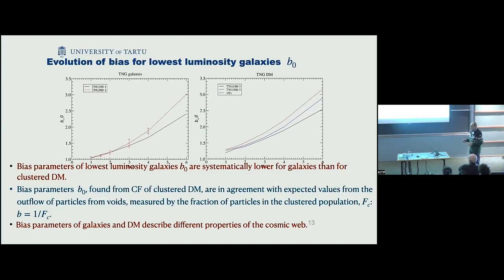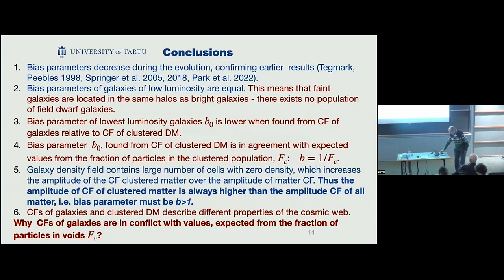The density distribution is known, and it is easy to find this independently of the correlation analysis, and we see that this variant of the correlation function using dark matter particles is in accordance with this theoretical expectation. This means that bias parameters of galaxies and dark matter describe different properties of the cosmic web. Why it is so is not so clear. We are already almost at the end.